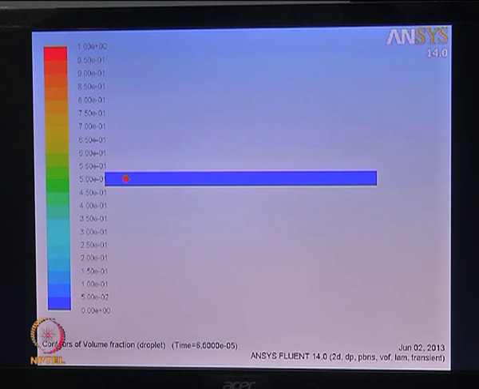This is a simulation of the motion of a droplet in a microchannel that we are trying to do here, and we are trying to predict the additional pressure drop that we encounter in the presence of a droplet as compared to a case where we do not have a droplet present in a channel.